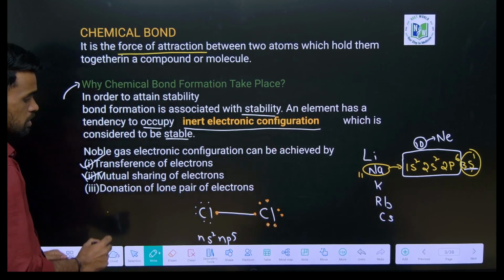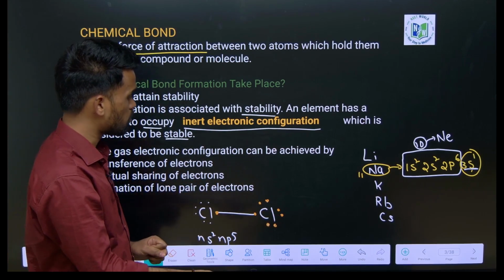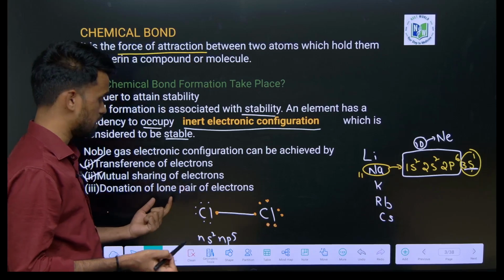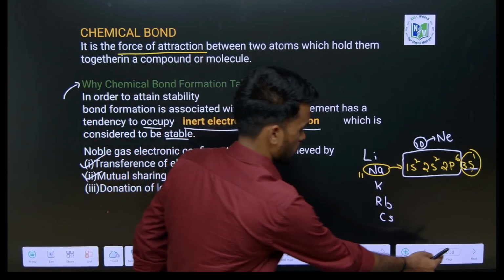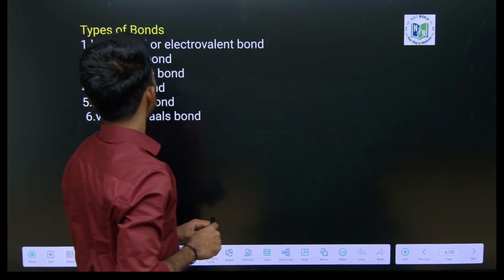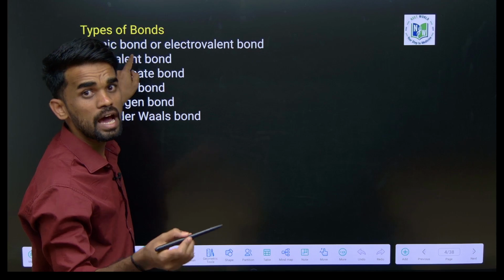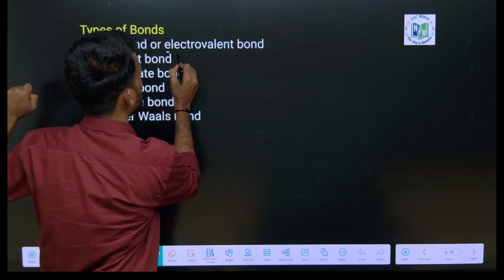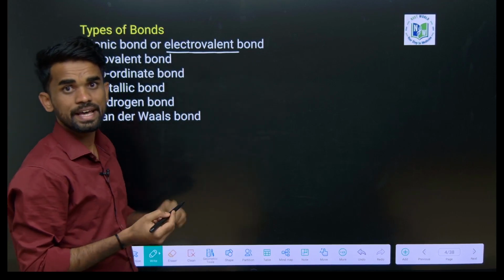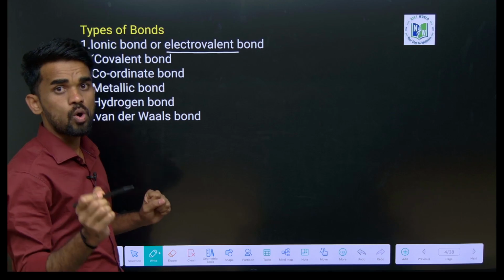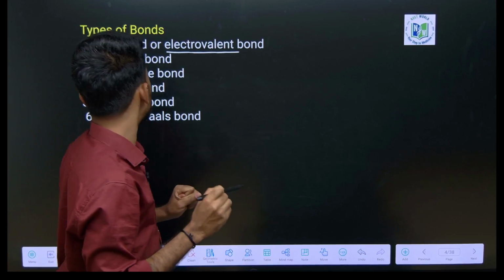Sometimes the formation of a bond takes place by donation of a lone pair of electrons. We will be seeing this later. So what types of bonds do we have? The first one, which we just discussed, is the ionic bond, also called electrovalent bond. The next one we discussed is the covalent bond, which is formed by mutual sharing of electrons.